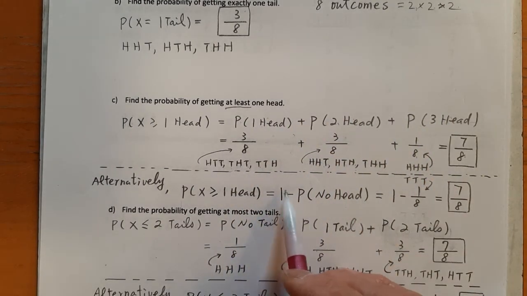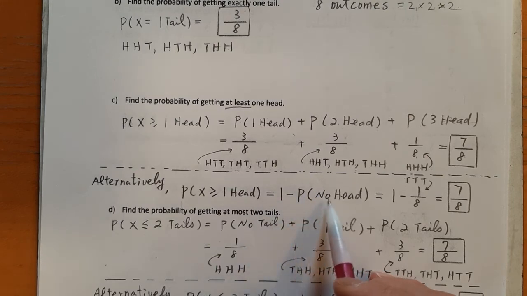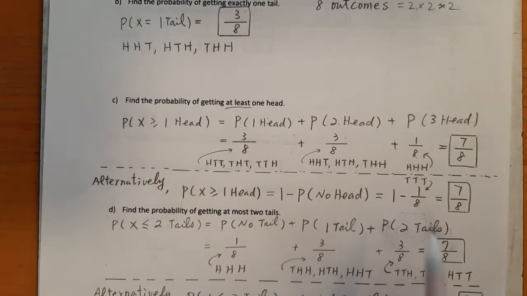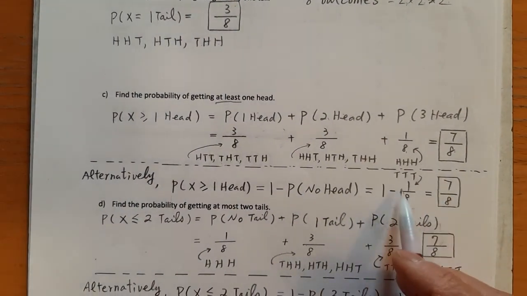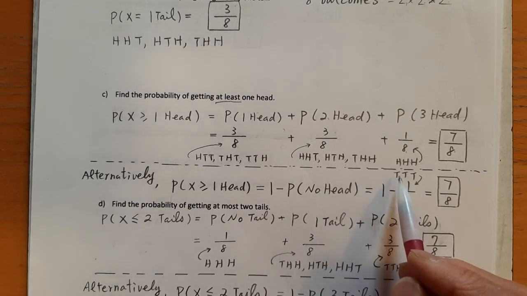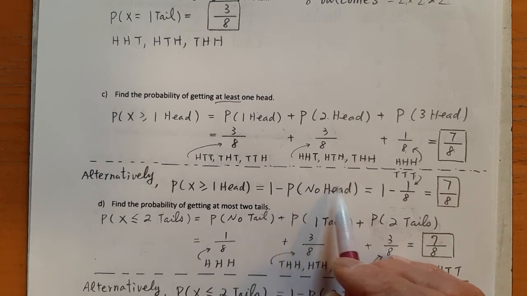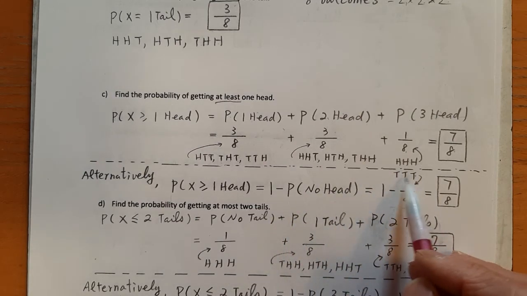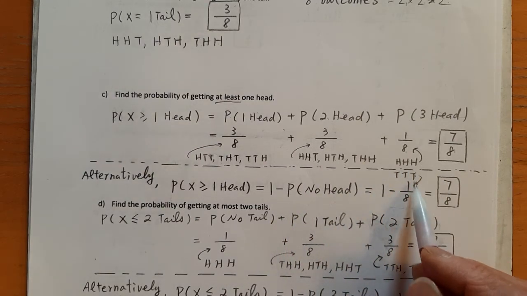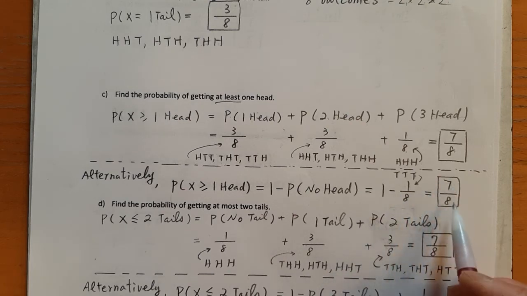It's the same as 1 minus the probability of 0 heads, no head. So it's 1 minus, if no head, they're all tails: tail, tail, tail. It's only 1 of it. The probability of no head is just tail, tail, tail. Only 1 outcome has no head. So it's 1 out of 8. So it's 7/8.